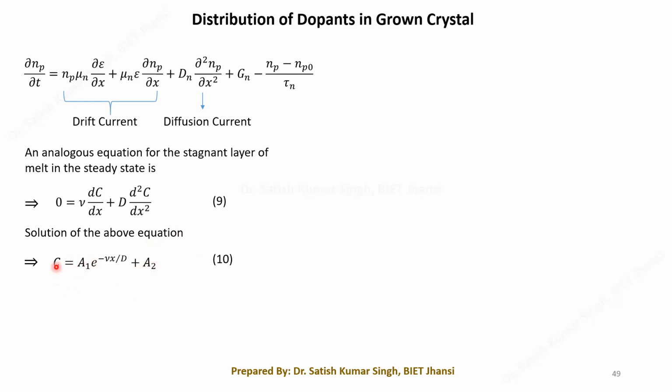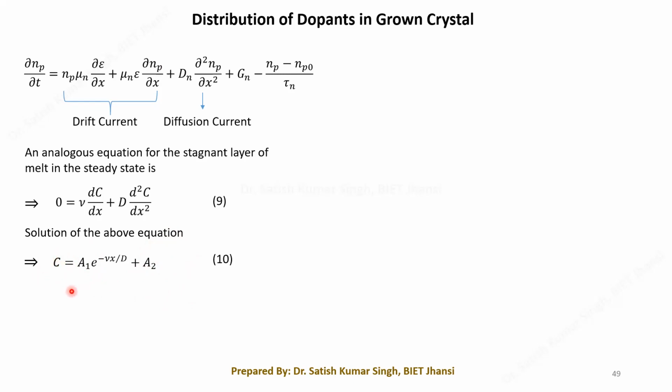Fine. So you can also represent c as c of x, writing it in parentheses like c(x). So this is the equation that we are going to get. This is the concentration of your dopant within the stagnant layer.